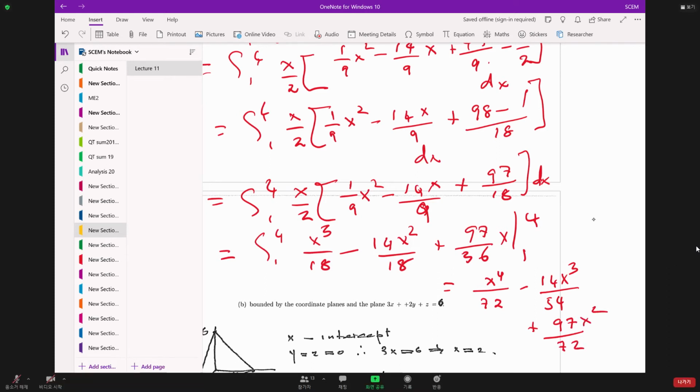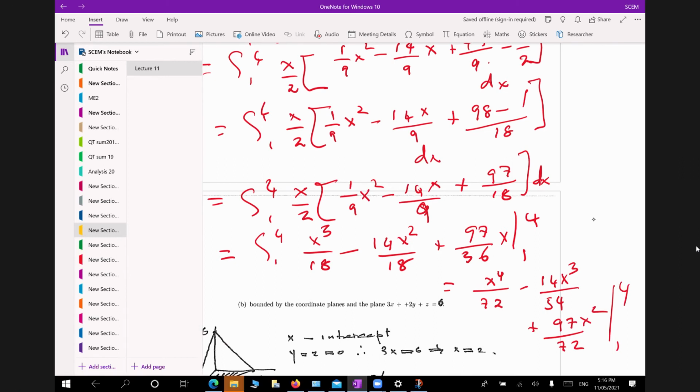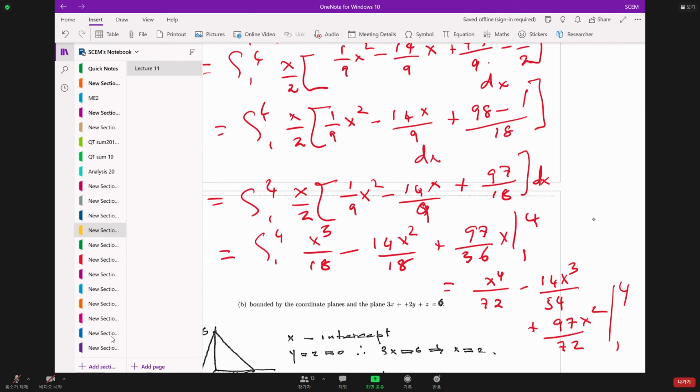Now substitute 1 to 4. It's a bit of hard yakka, but it is just arithmetic here. All right? Okay? Yeah, I'm following. But this is just straightforward integration. And look, I might have made an arithmetic mistake. It doesn't matter.